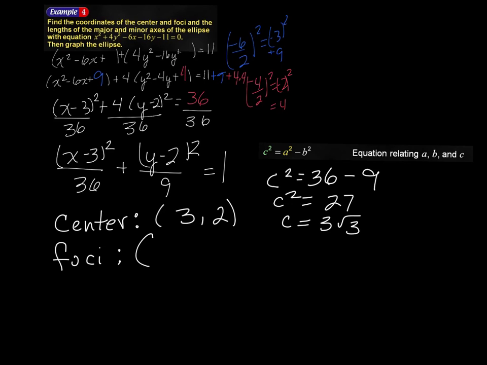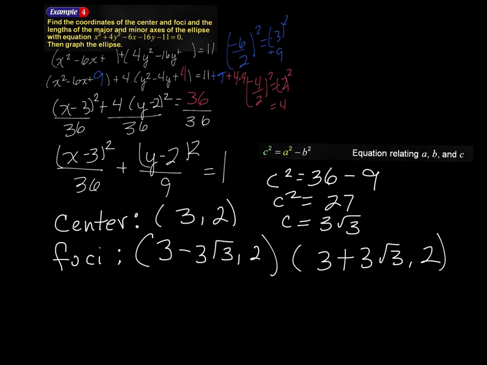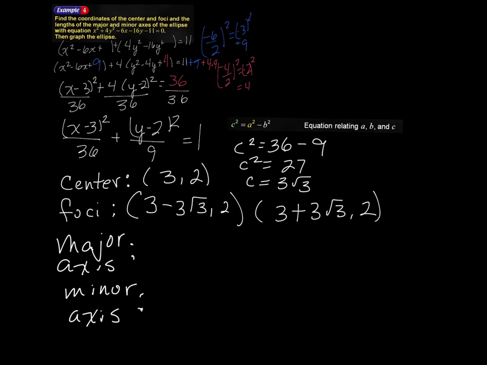So if we want to go to the left of the center, it's going to be 3 minus 3√3. And if we want to go to the right, it's going to be 3 plus 3√3, 2. The major axis is the square root of 36, which is 6. And the minor axis is the square root of 9, which is 3.